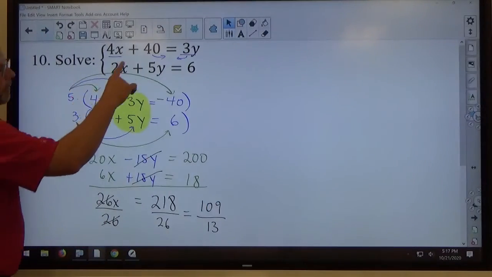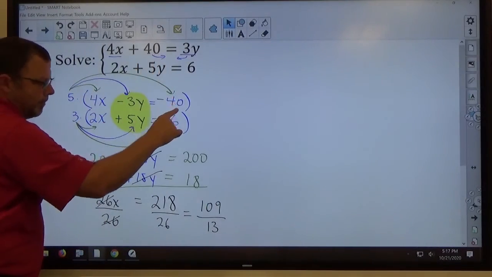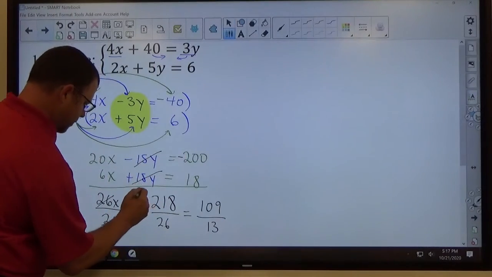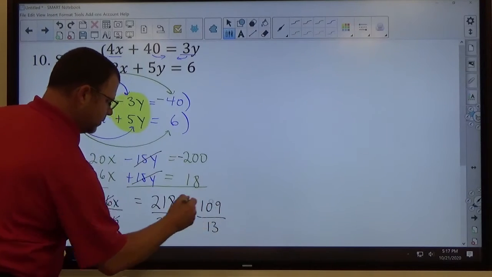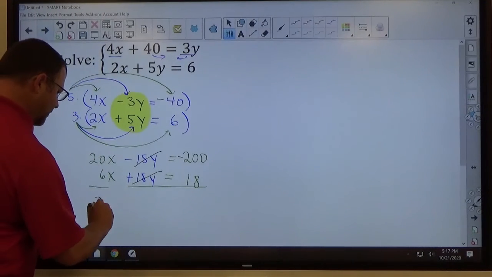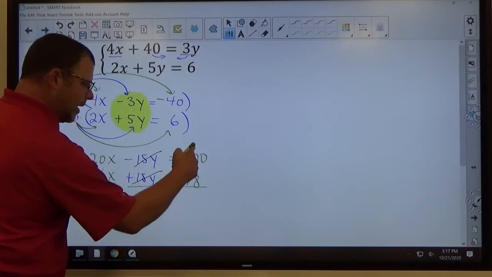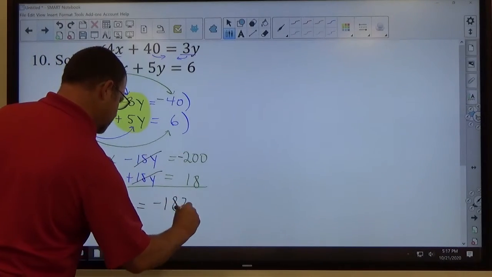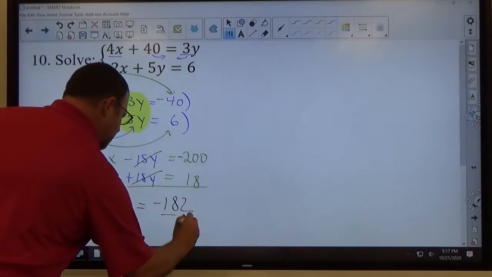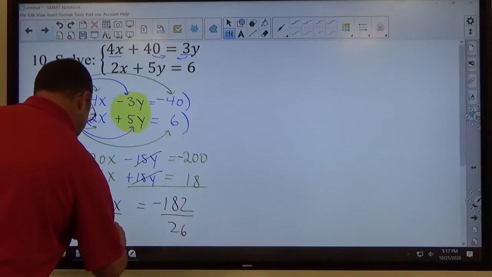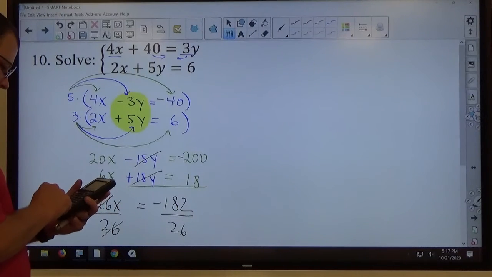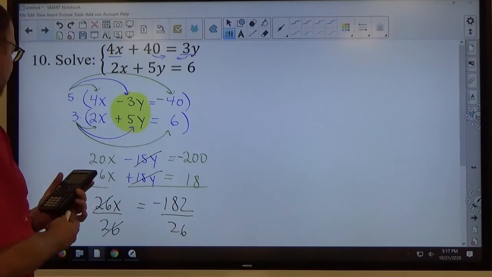So 40 moved to the right should have been negative 40, which makes this negative 200. This is still 26x, but now this equals negative 182. So now if I divide by 26, let's see if that's friendlier. So negative 182 divided by 26 is negative 7.